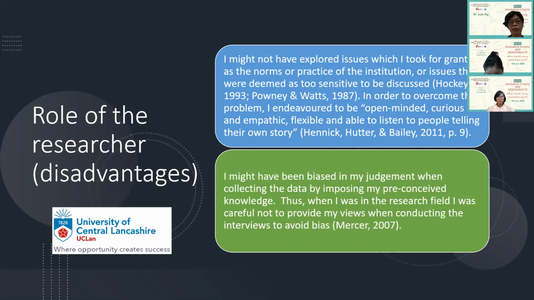But there were also disadvantages. Perhaps, okay, because I was so used to the system, I may overlook certain behavior. So when I went to the research field, I need to tell myself, okay, be open-minded. Okay, try not to impose your beliefs. Okay, so I try to be disinterestedness. Okay, remember that term. Okay, I cannot apply my beliefs into my findings.